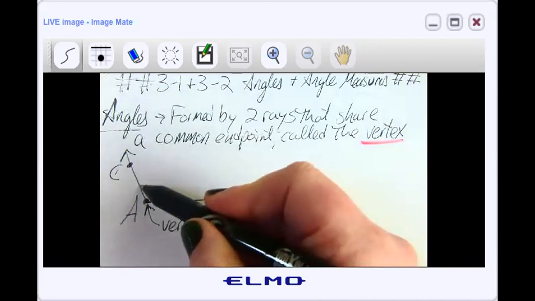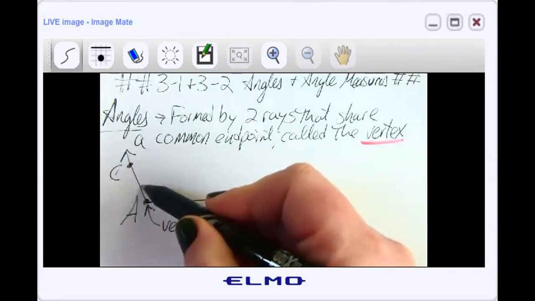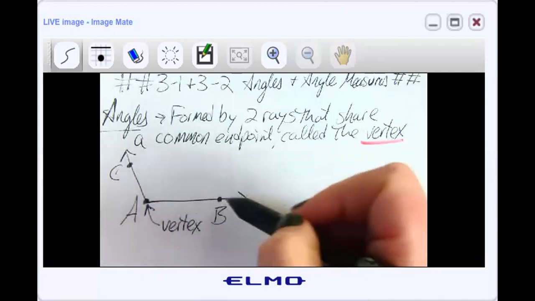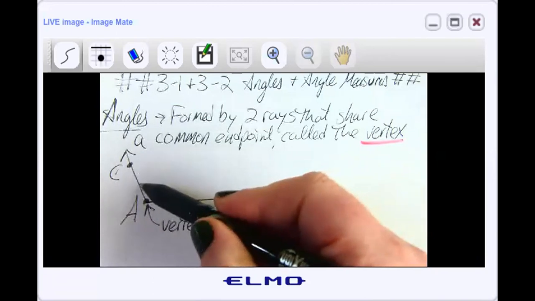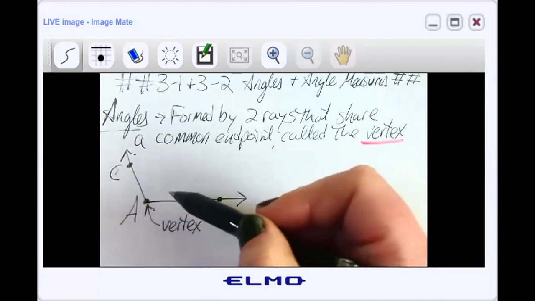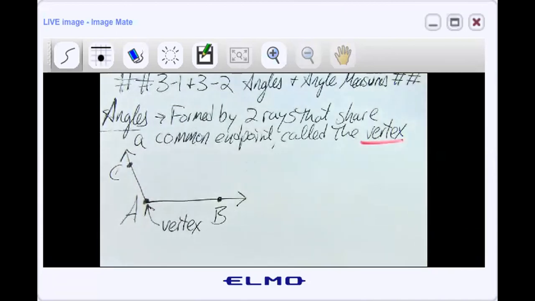And this sort of space on the interior, this is what we refer to as the angle. Okay, well, I guess the whole thing's the angle, but we can measure this distance in here using degrees, right? So when we talk about a 90-degree angle or a 60-degree angle, et cetera, that's what we're referring to.